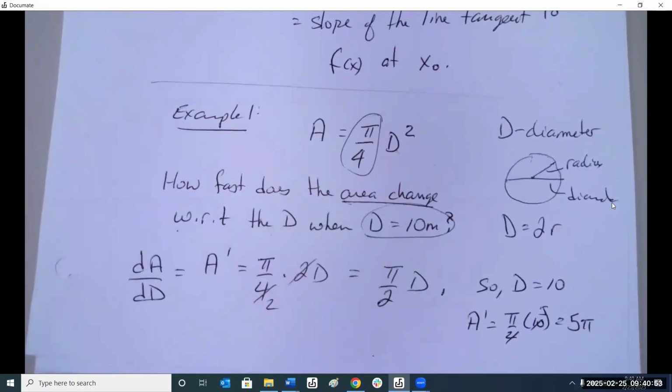So that's what we're looking at. That's the instantaneous rate. At any moment, we want to see the diameter of the circle. How fast is it changing? It's changing at 5 pi units per unit of time.